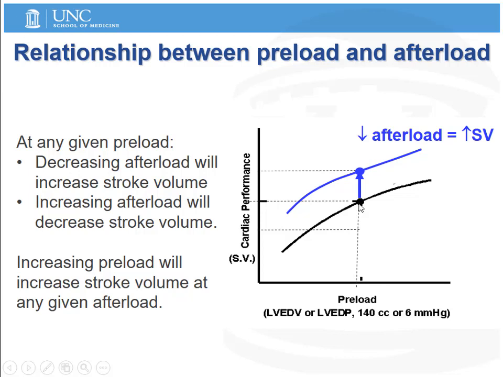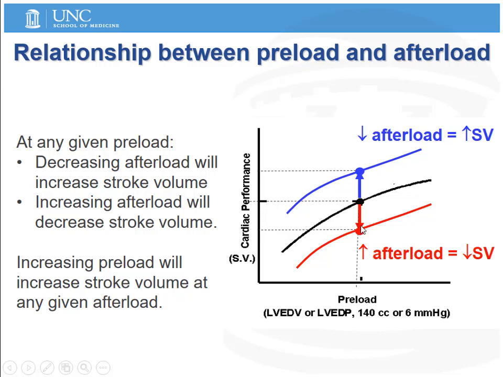If the afterload was increased, on the other hand, and the ventricle was pumping against a higher pressure, the ventricular myocytes would shorten less and more slowly, shifting the curve down and to the right. So for that same preload value, there's a decreased stroke volume, and that's because there's more opposition to ejection.